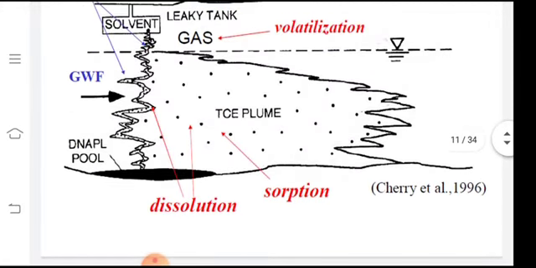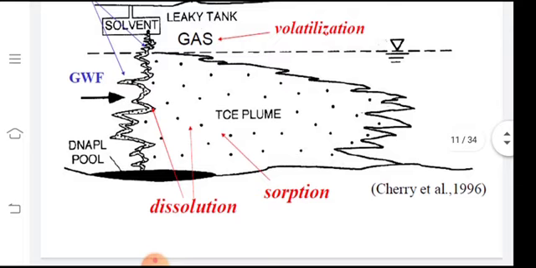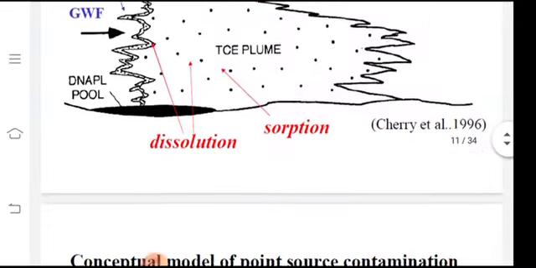At the same time the groundwater flow is moving, so some of the DNAPL will get dissolved with this groundwater and mix with it, and it will move with the groundwater, forming a plume, a TCE plume. But the majority will be settling down and forming a liquid pool.